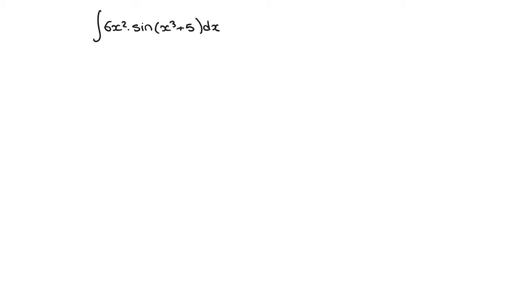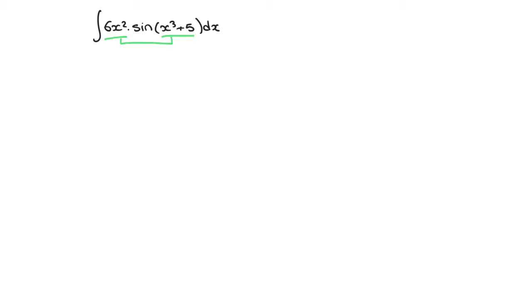Well, again, the first thing we notice here is that we're trying to integrate a product of two functions. We have 6x squared, which is multiplying a composite function, sine of x cubed plus 5. So our reflex is to look at the function inside the composite function, that's x cubed plus 5, and to compare it to the other function in the product. So that's 6x squared.